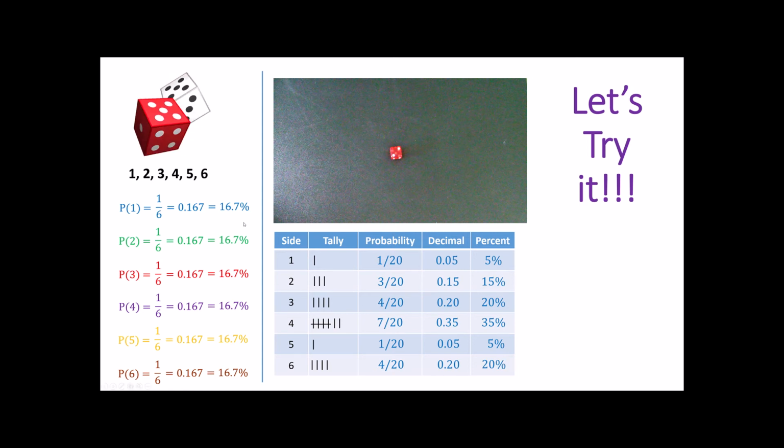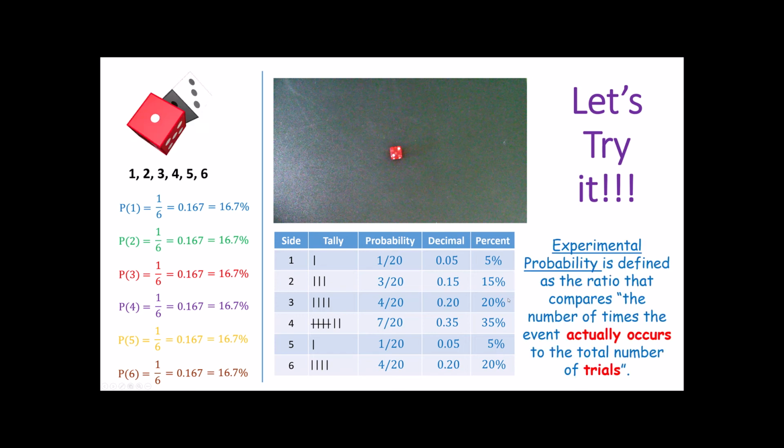Notice, I was expecting to get every number to occur 16.7% of the time. But that's not actually what happened. That's not the reality of the situation. This is referred to as experimental probability. It's what happens when we actually conduct our experiment.